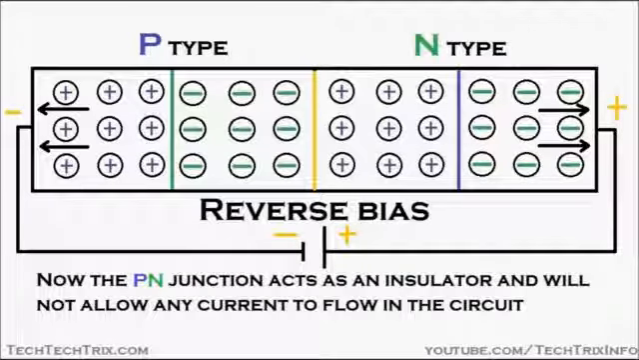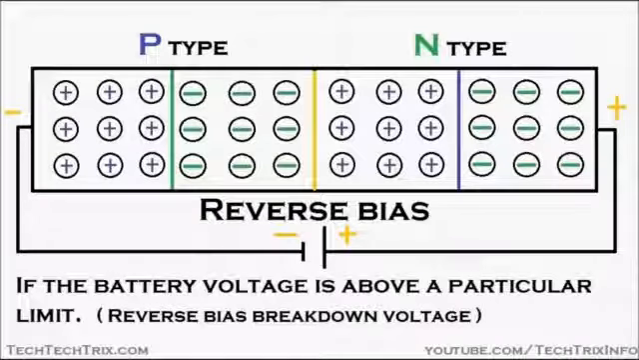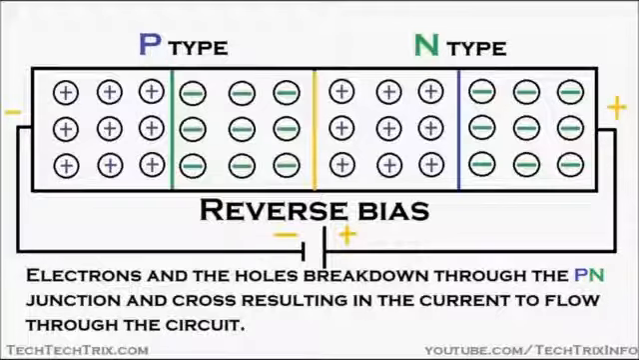Now the PN junction acts as an insulator and will not allow any current to flow in the circuit. So this junction, or this depletion layer, will now be acting as an insulator and will not allow the flow of electrons or holes in that region. But in a particular condition, if the battery voltage is above a particular limit, this limit is called the reverse bias breakdown voltage. So if the battery achieves this reverse bias breakdown voltage, electrons and holes break down through the p-n junction and cross this junction, resulting in current flowing through the circuit.